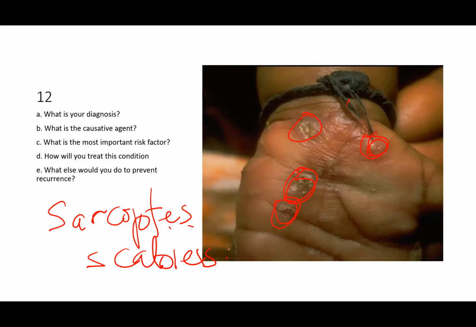Now, what are the risk factors? The risk factor is overcrowding. The most important risk factor for scabies is overcrowding. Okay. Then how will you treat the condition?